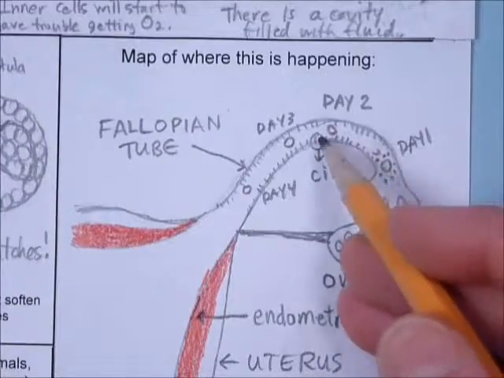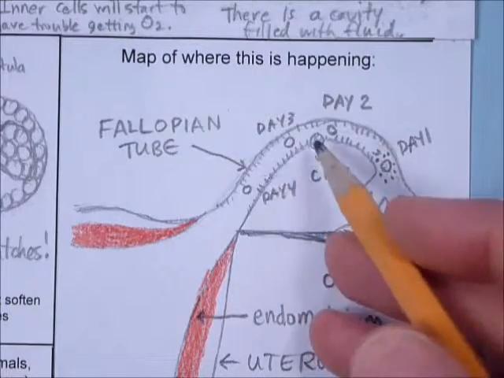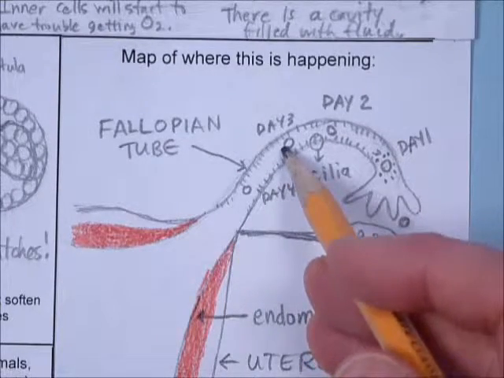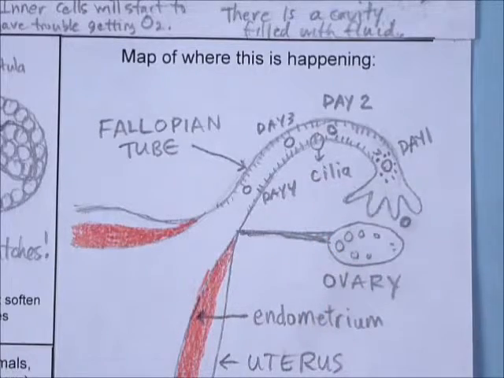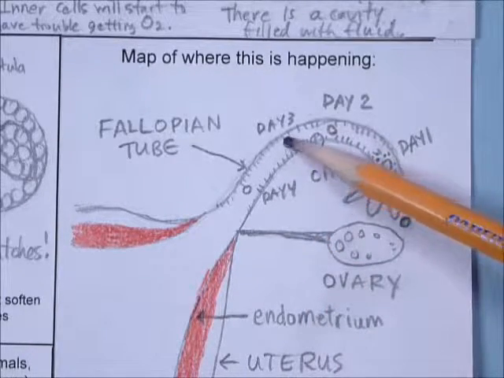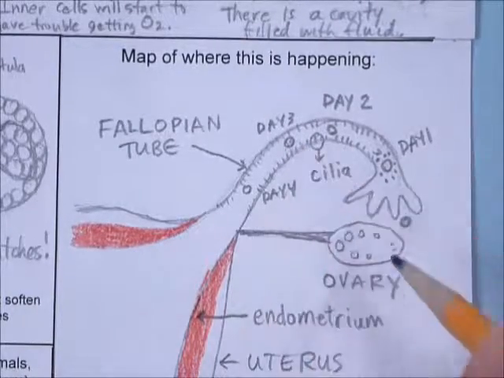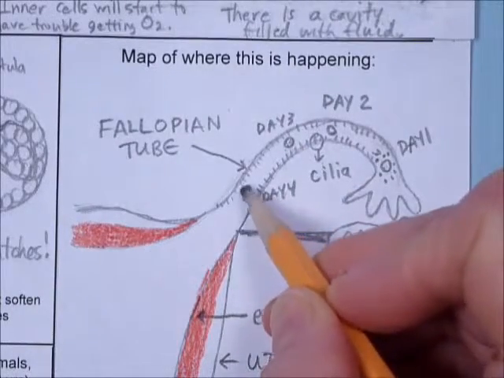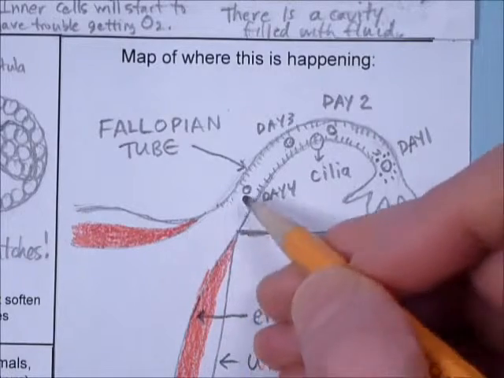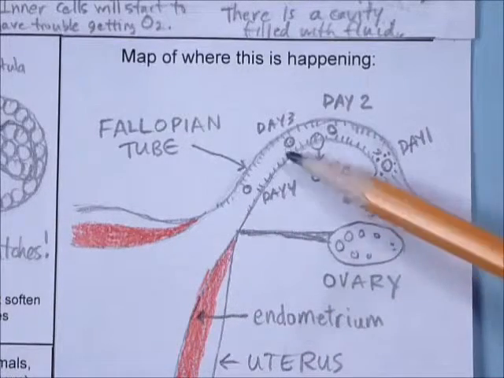Now what would happen if the cilia were not able to get the egg down? What would happen if it got stuck? This would not be a good thing, would it? Because this little embryo is going to go right on developing. So like day 3, we've got a few cells here. This is going to be the morula down here and the blastula. It's going to keep right on developing.